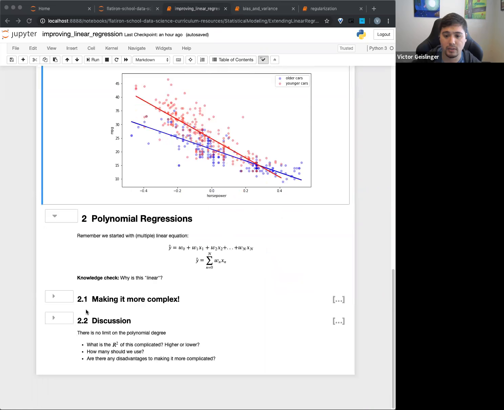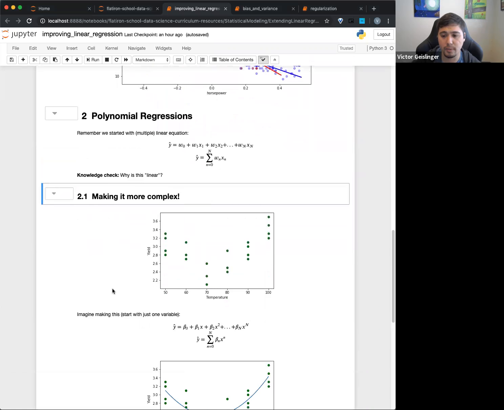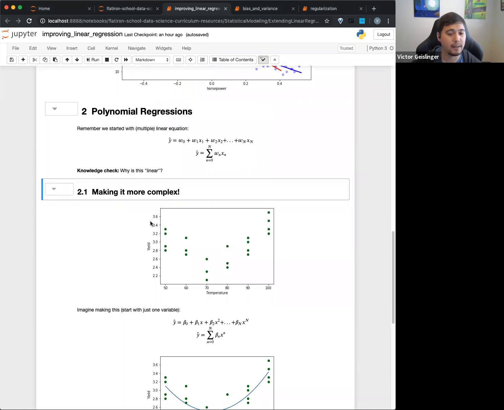So just to show this a little bit, these are also from the curriculum. In this case, they have an example of yield versus temperature. I can't remember the exact data set, but it's basically random data. And you can see a line will never fit through this perfectly. You can never draw a straight line that's going to perfectly fit through this.